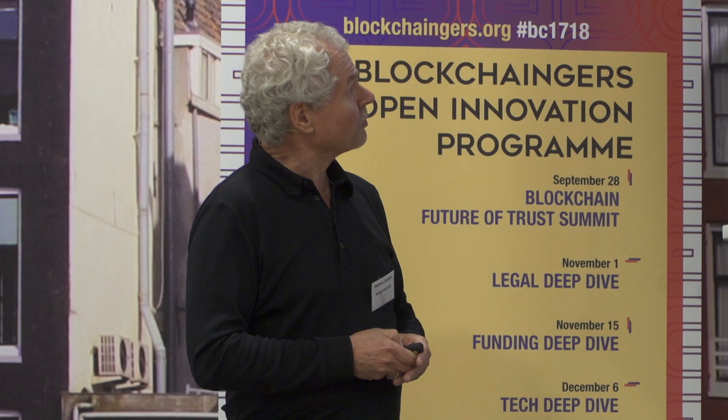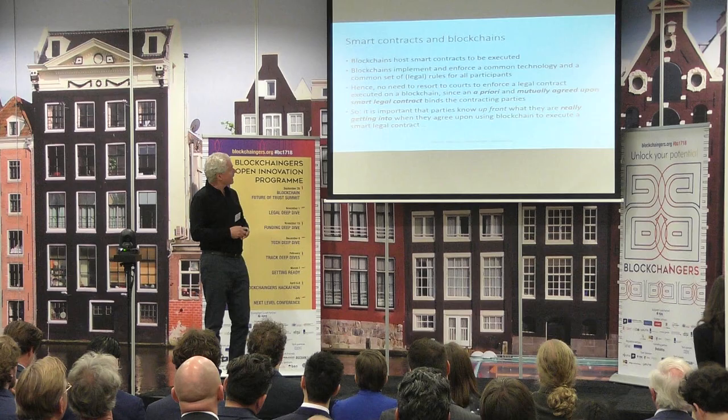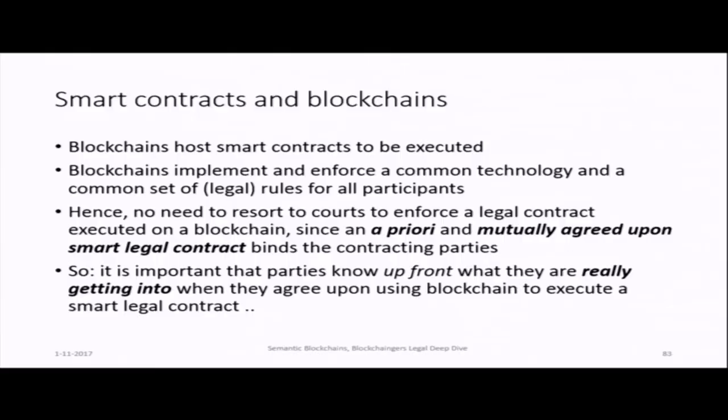The blockchain hosts execution of smart contracts. And the third point is extremely important. If you do it correctly, then there's no need to resort to a court to enforce a legal contract on a blockchain, because you have an a priori, mutually agreed upon smart legal contract that binds the contracting parties. That's quite a mouthful.